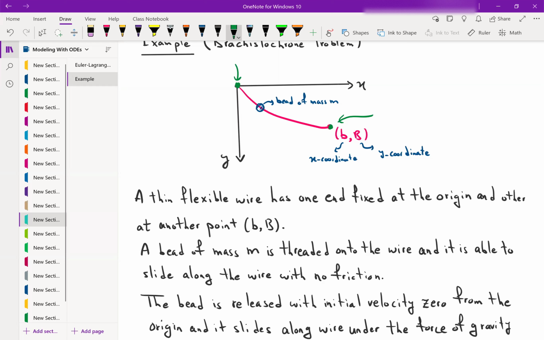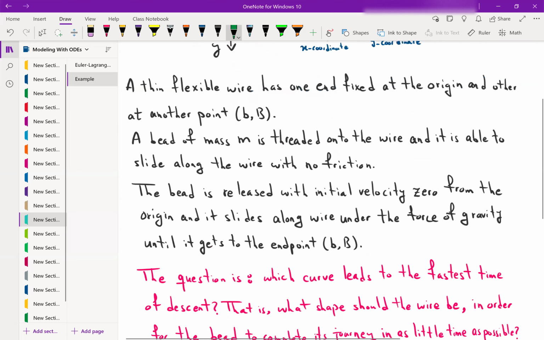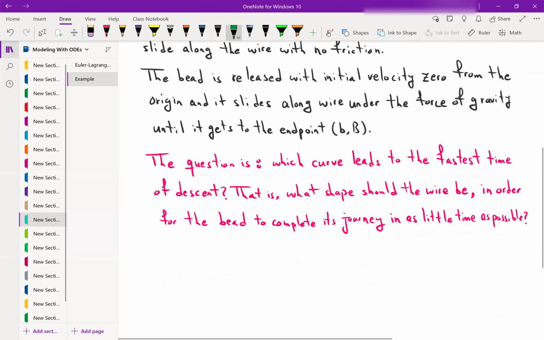Okay, so what I want to do is first share a few remarks, comments about this problem, and then we will dive into the solution, how we should solve this problem. So I'm going to start by making some remarks. My first remark is that historically, this problem, the problem of finding the least time curve for the journey of the bead, was a big problem.